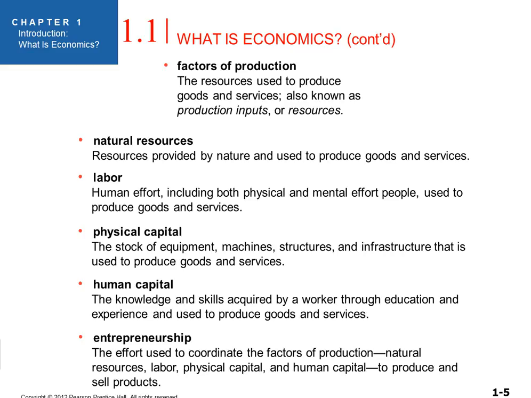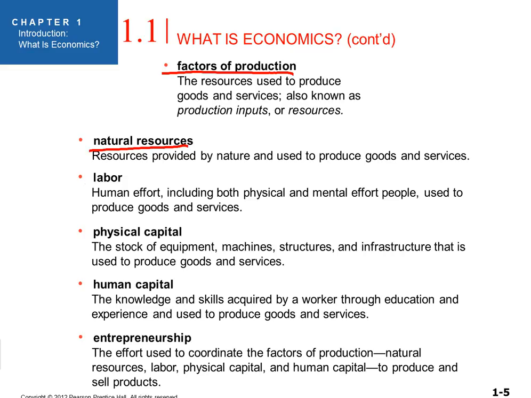Factors of production are the resources used to produce goods and services, and they're also known as production inputs or resources. Okay, so the first one is natural resources. A natural resource is just a resource provided by nature and used to produce goods and services. Things like water, or a tree, or land, or mineral deposits, gas, or fossil fuel. Anything provided by nature is a natural resource. And that also includes things like agricultural products, wheat, livestock, and so on.